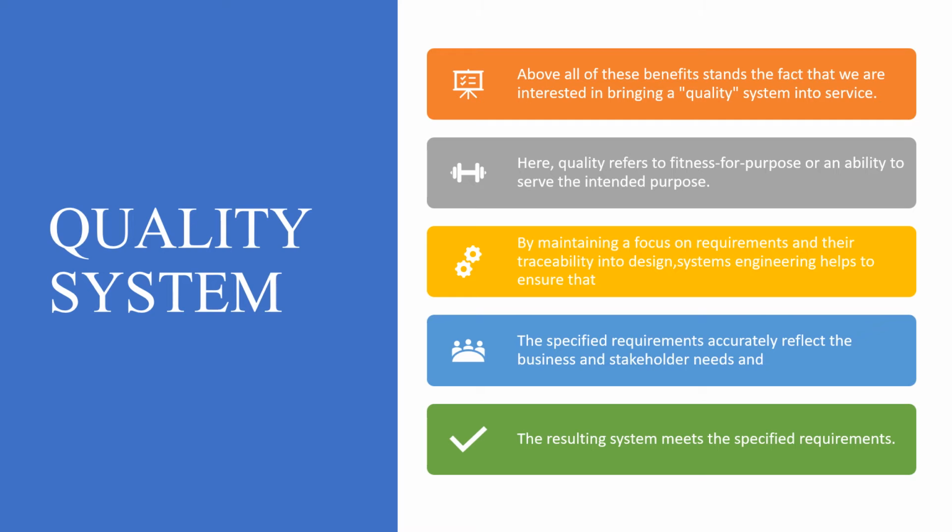Finally, we came to the quality system. In this, we discuss how system engineering leads to product quality. Quality refers to fitness for purpose, or the ability of the system. In our system, the specified requirements accurately reflect the business and stakeholder needs, which gives the best result.